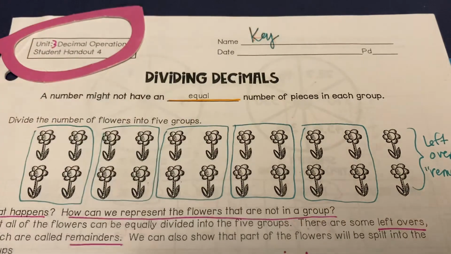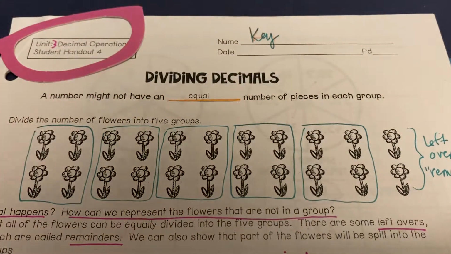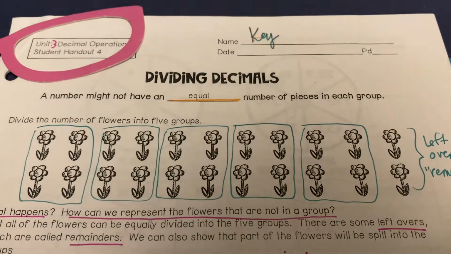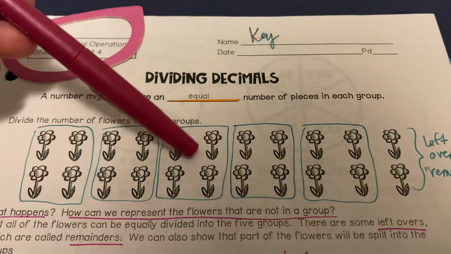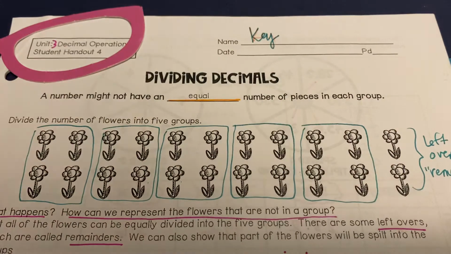How do I know that? Well, I could certainly just sit here and play with the flowers and break them into groups. Or if I know my 5s tables, I know that 5 times 4 is 20. So 5 times 4, that means 5 groups with 4 flowers in each group. And then of course I'm going to have 2 left over because there was a total of 22 flowers.